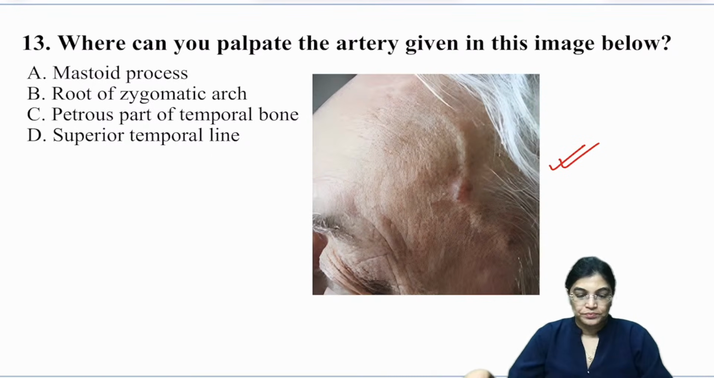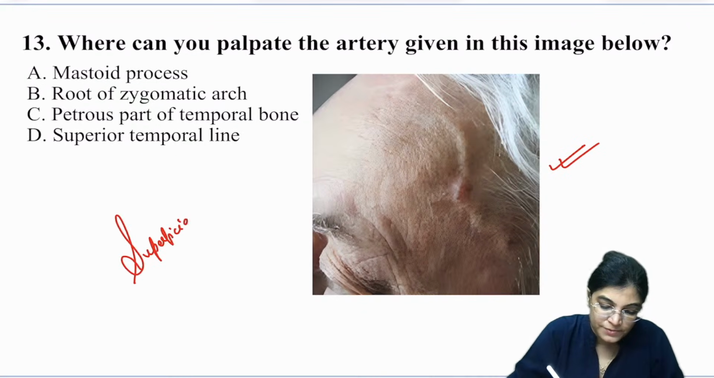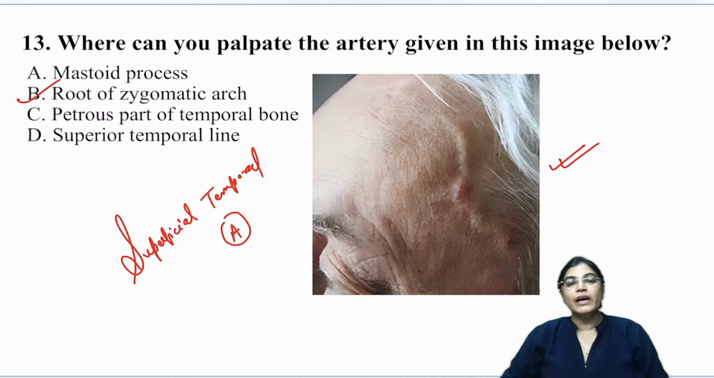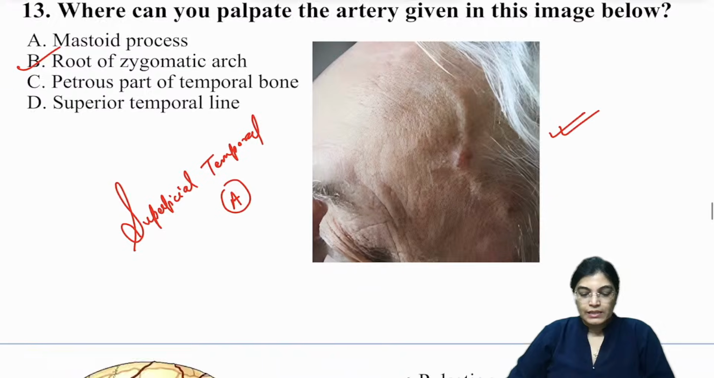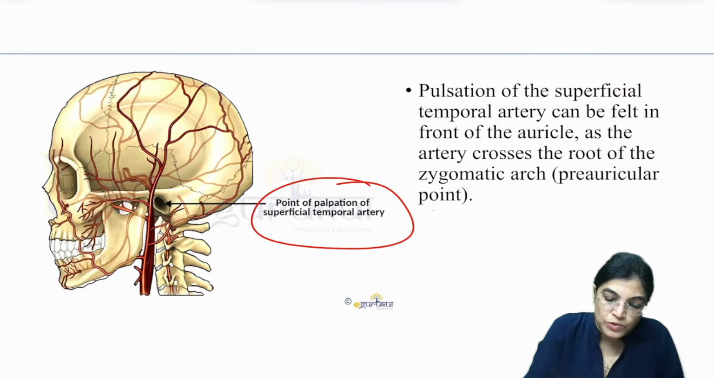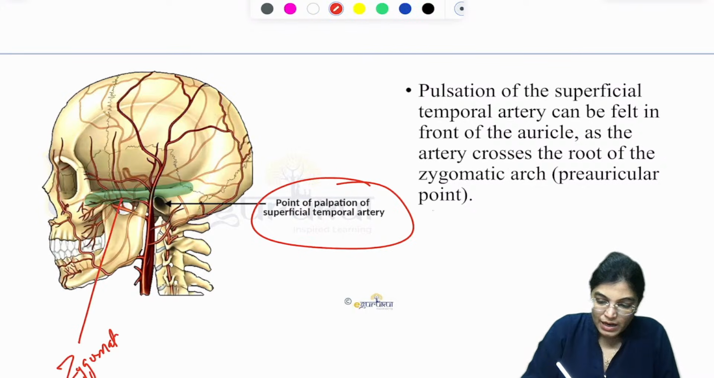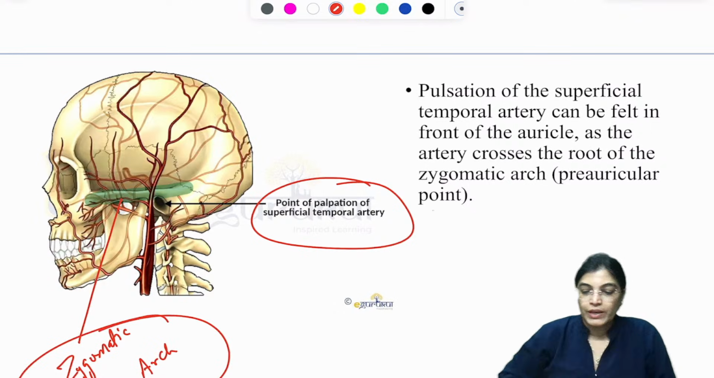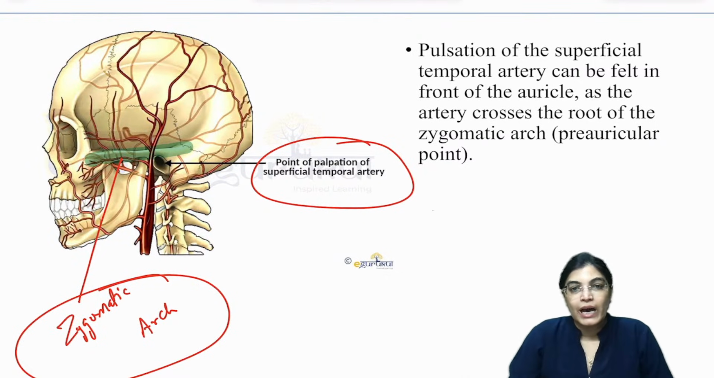Actually, this is the superficial temporal artery. And the superficial temporal artery is palpated at the root of the zygomatic arch. Okay, so please see this other image. This is the point of palpation of the superficial temporal artery, and which bony process is this? This bony process is the zygomatic arch. So close to the zygomatic arch, at the preauricular point, we have the area where palpation of the superficial temporal artery can be done.